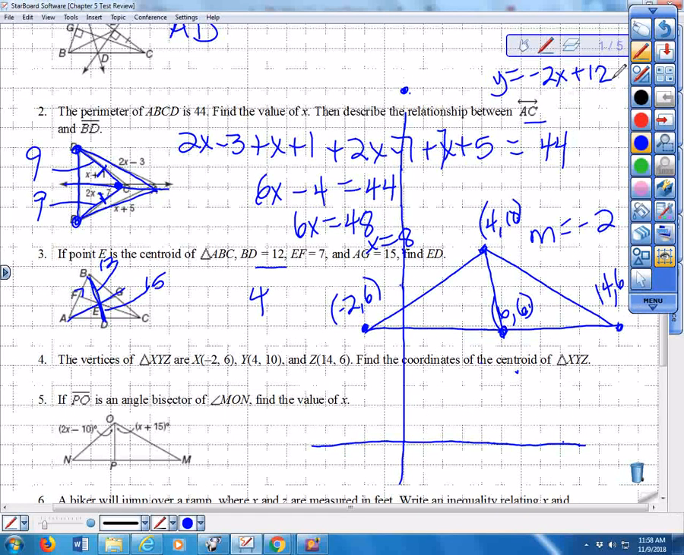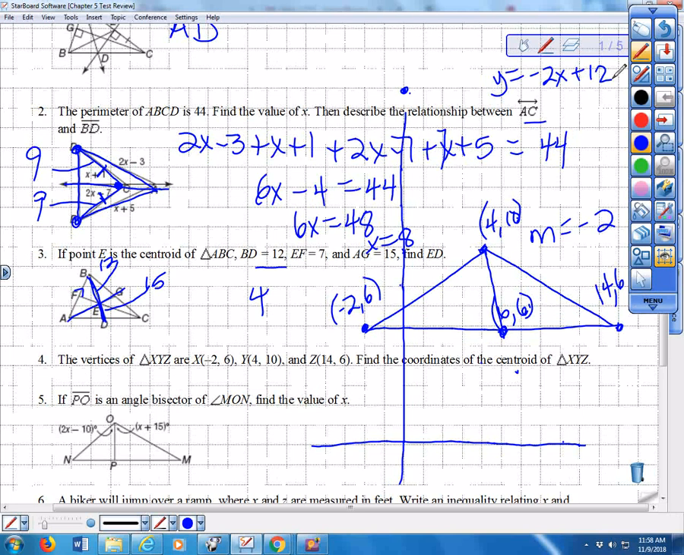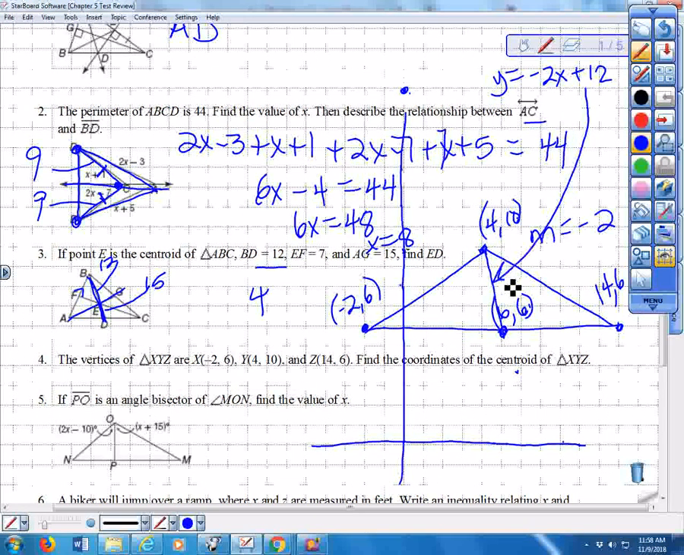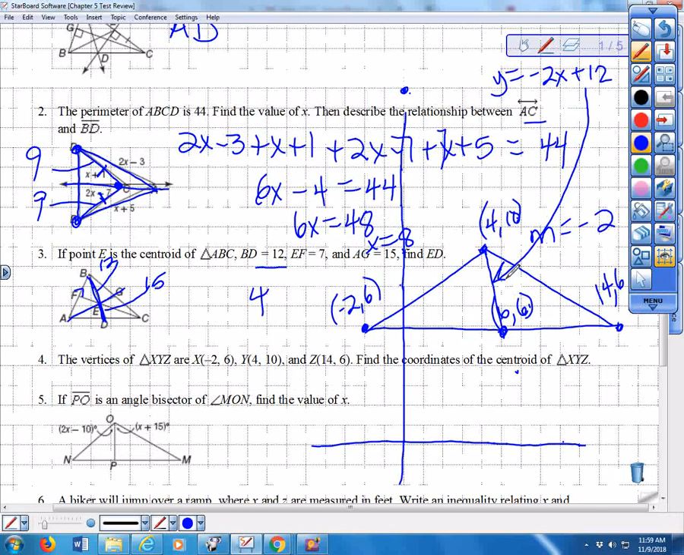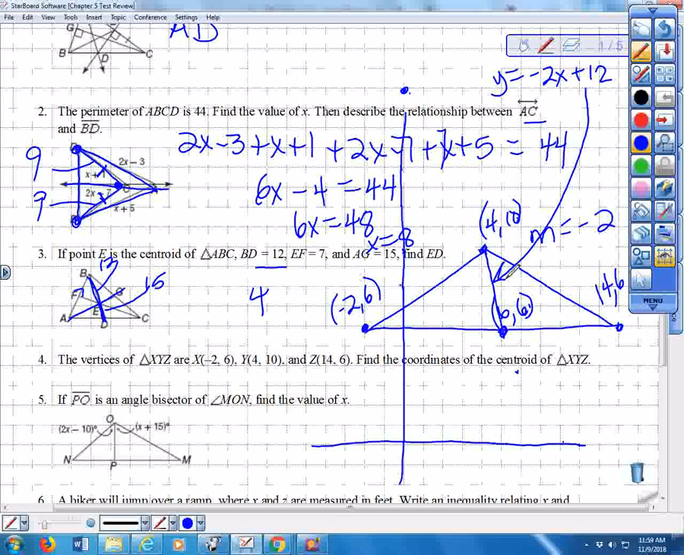If I didn't do that, I could have just plugged in one point and solved for what the y-intercept was, right? You can do it either way. So the equation of this first line, the first median, which is how centroids are made, is negative 2x plus 12. Let's find the midpoint between these two.